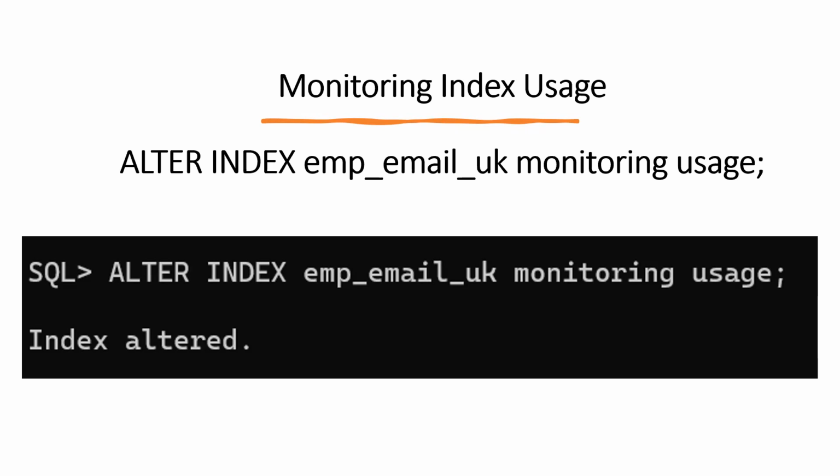So we say alter index, and what is the name of the index? emp_email_uk, and then we say monitoring usage. So we give: alter index emp_email_uk monitoring usage. That's it. Now the monitoring usage starts getting recorded on this index.